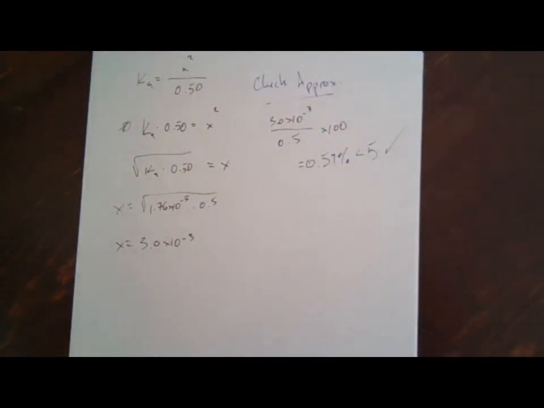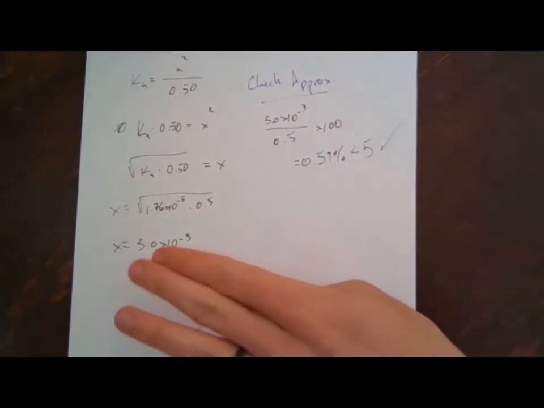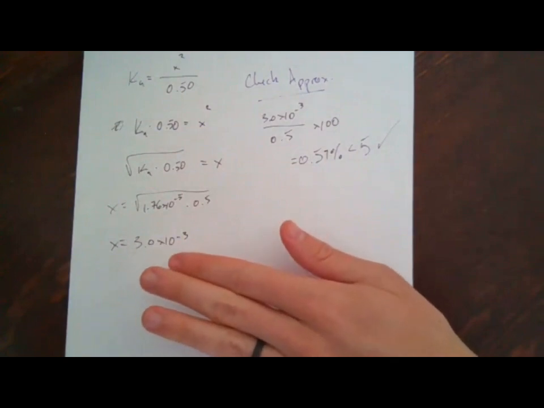You can still almost always get away with doing the approximation. And even if you can't, it's worth it to try, because if you're going to do the quadratic equation, that's a lot of work. You might as well see if you can get away with an approximation before you do all that work. So that checks out. So the X is valid. We can use it, so what we can do is use that and go back.